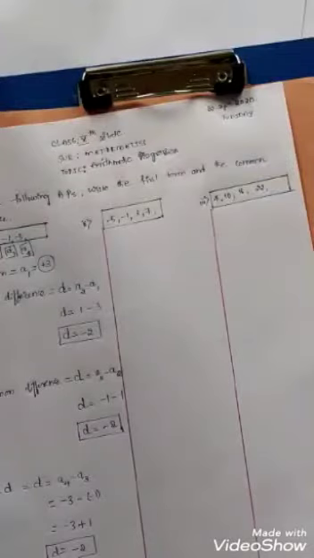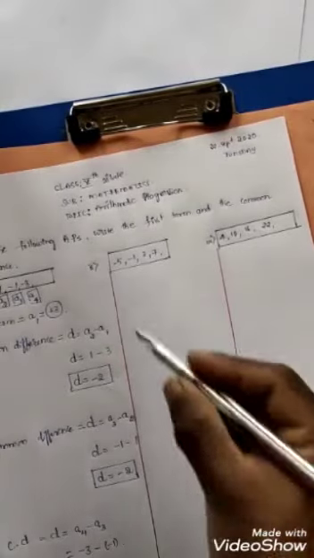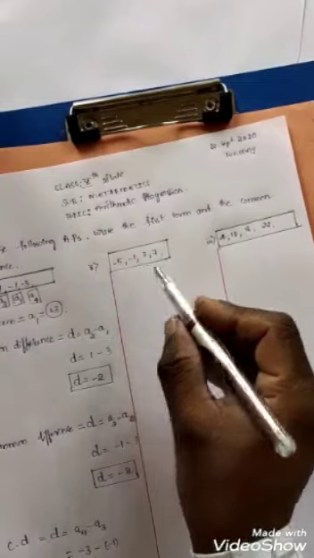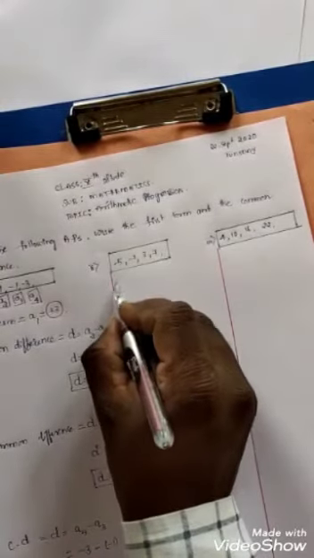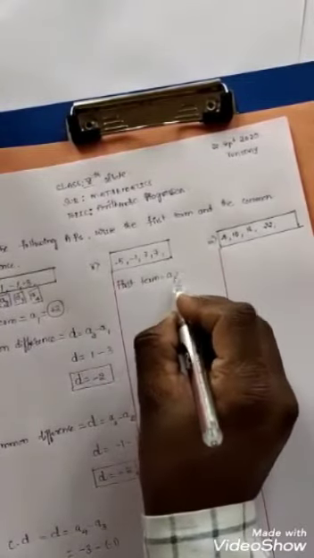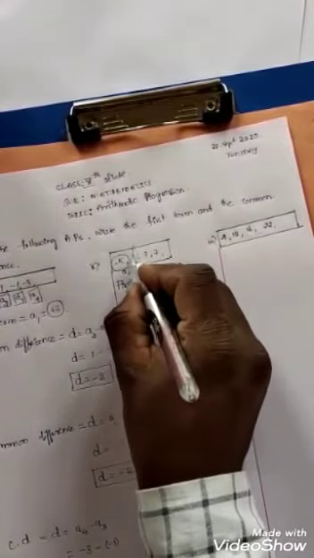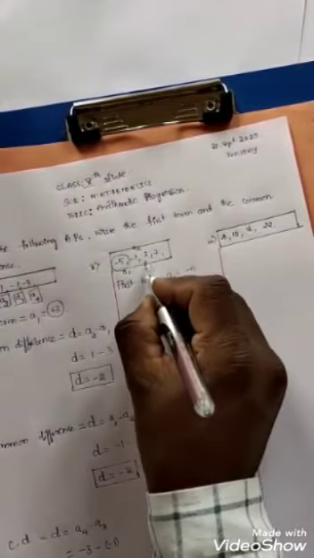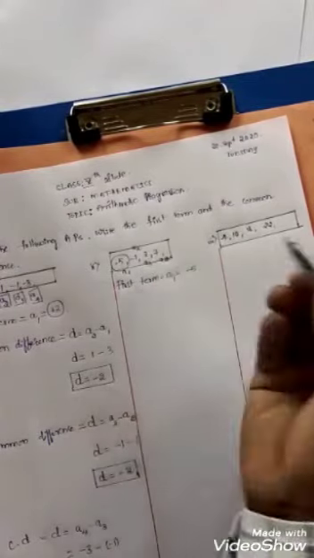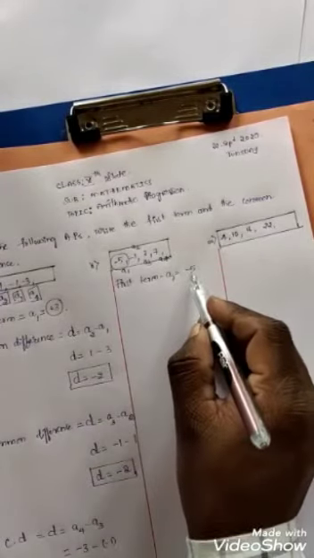Then come to the second problem. See the second sequence: minus 5, minus 1, 3, 7. Here we have A1, the first term. We need to find the first term, that is A1 is equal to minus 5. A2 is minus 1, A3 is 3, and A4 is 7. So the first term A1 is equal to minus 5.